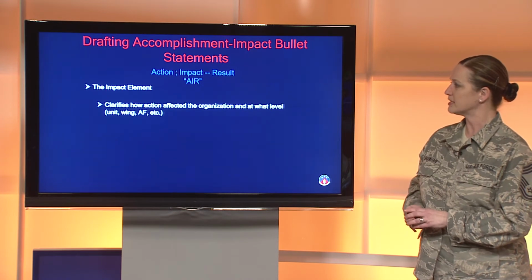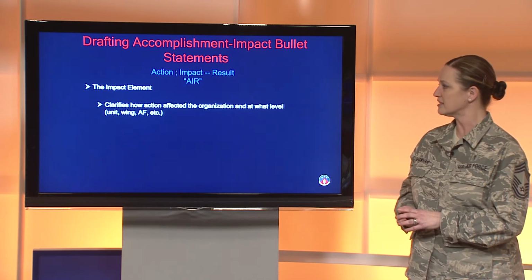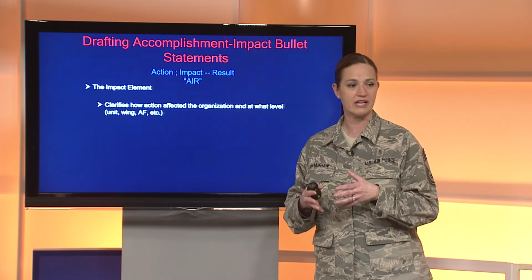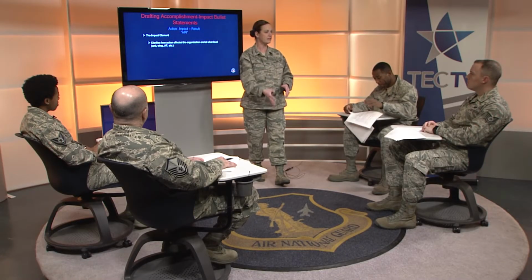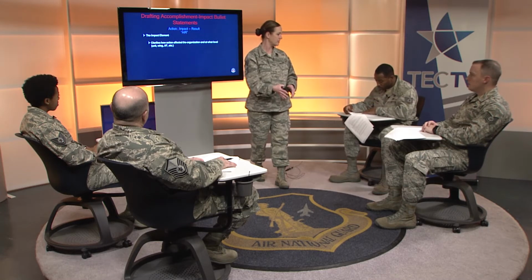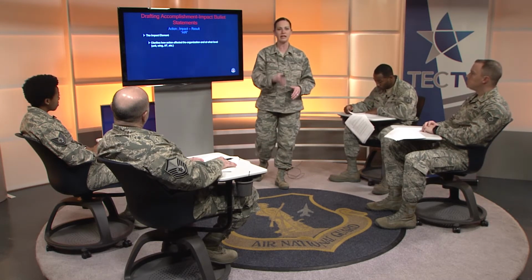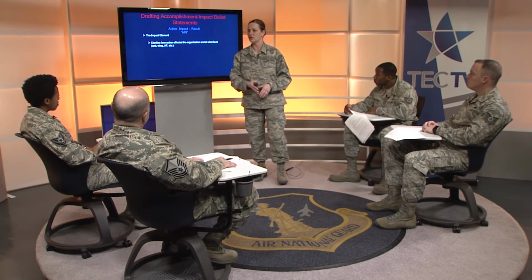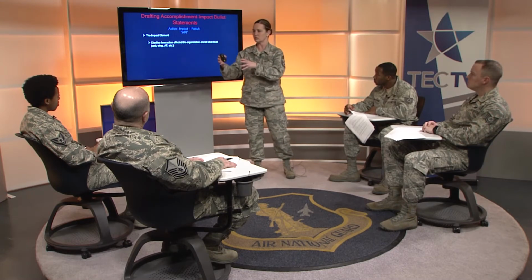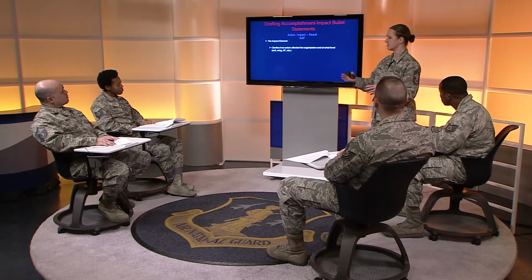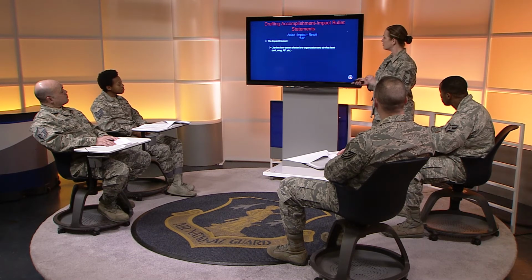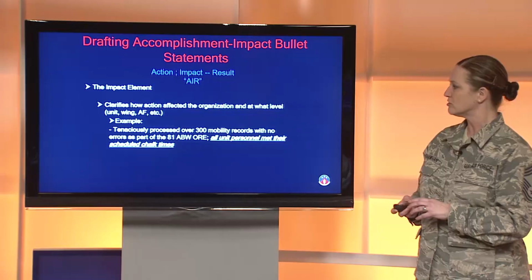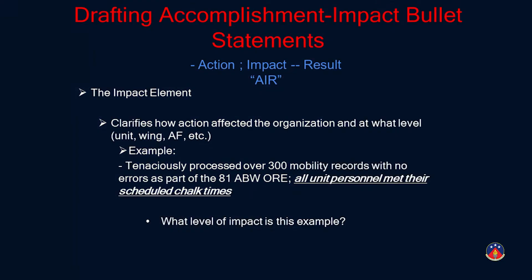And then the next step is going to be our impact element. And this classifies how it affects the organization. They did this, and so here's your immediate impact on what has happened. And it also sets a tone for at what level that's going to be. You know, if they do this, then it goes here, then it goes here. And it's all building up these baby steps. I like to call this our result light. We go in and we show what the immediate impact is. So here we have our action, and then all unit personnel met their scheduled chalk times.